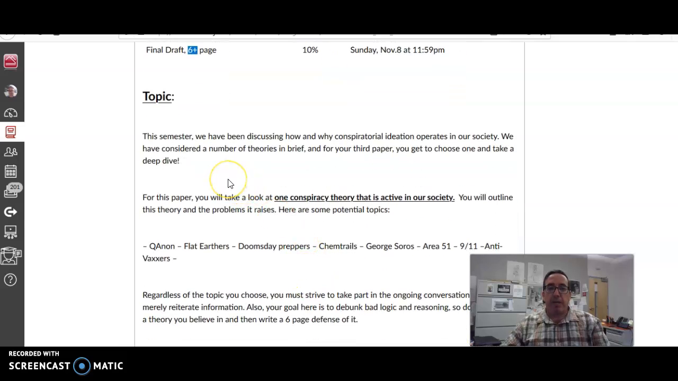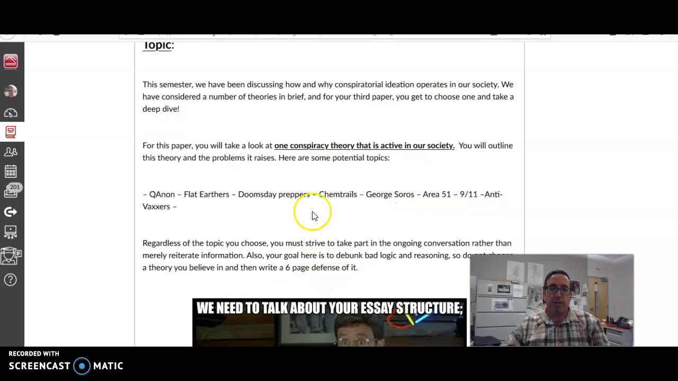So the topic, of course, this semester we've been discussing how and why conspiratorial ideation operates in our society, why we have such a prevalence of conspiracy theories and what we can do about that. We've looked at some of them in brief, but this is your chance to choose one and do a little bit more digging and get more involved, right? So you're going to choose one.